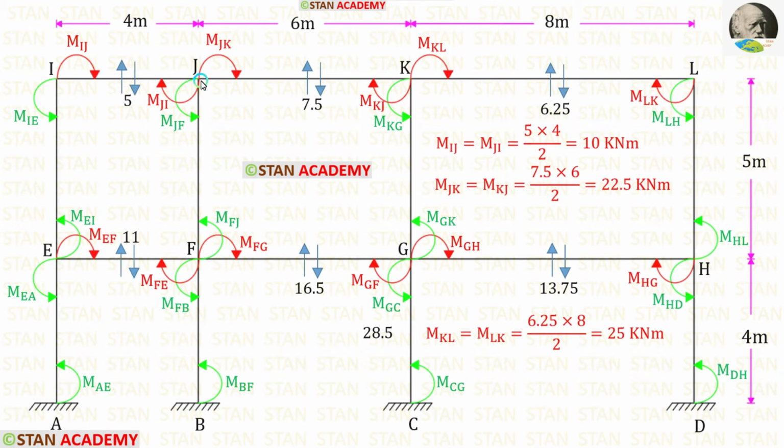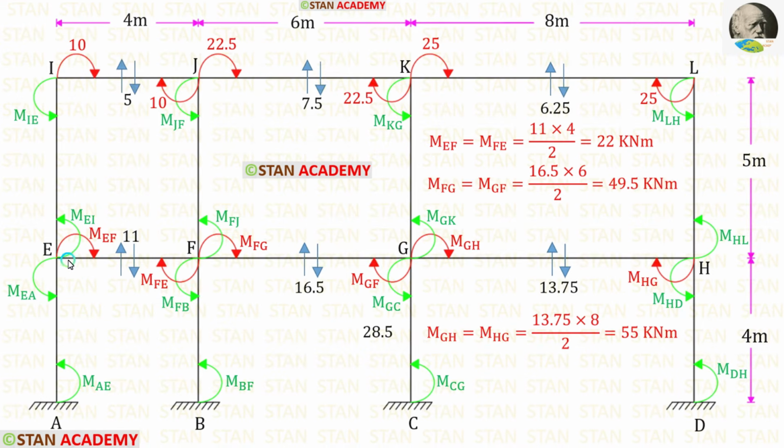Now let us take the member JK. Here W is 7.5, L is 6. For MJK and MKJ, we are getting 22.5. Now let us take the member KL. Here W is 6.25, L is 8. For MKL and MLK, we are getting 25.